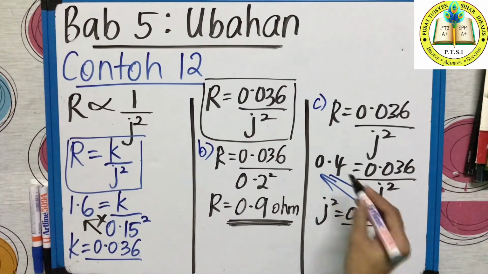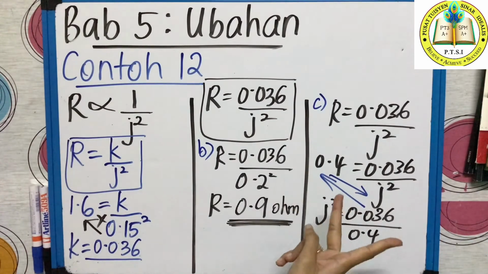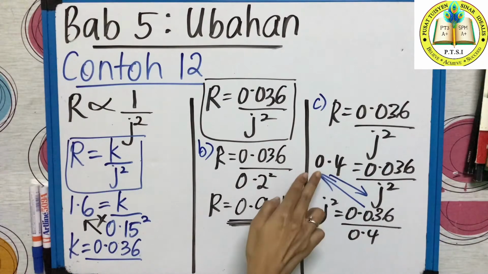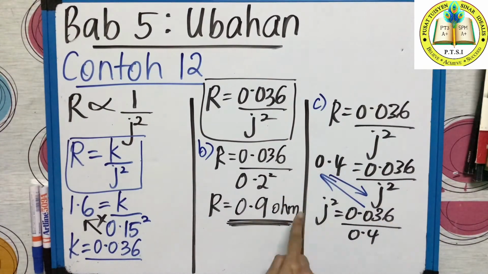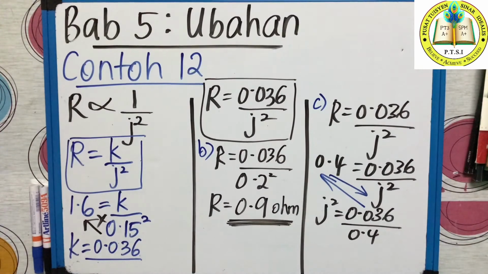0.036 divide by 0.4. So teacher swap the place sebab kamu nak cari J. So jejari kuasa 2 naik atas, 0.4 turun bawah. You already swap. Sekarang kamu boleh bahagi 0.036 bahagi dengan 0.4. Kamu dapat jejari kuasa 2 sama dengan 0.09. When you divide, you get 0.09.